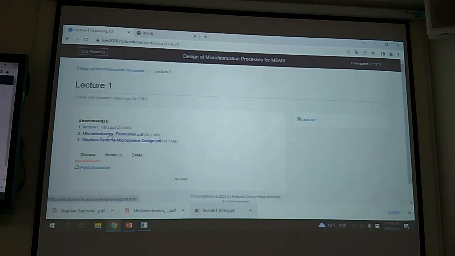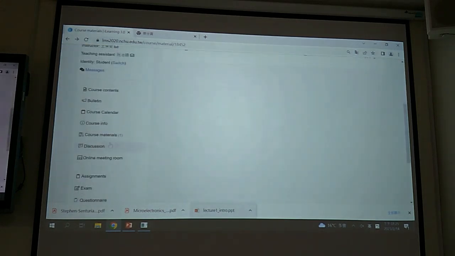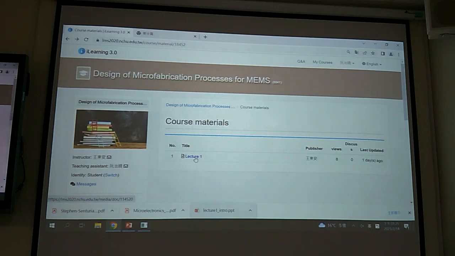If you go to iLearning, see, this is Senturia, Microsystem Design. This is the textbook, so it is on our iLearning. It's in the course material, lecture 1. So, do you have access to the course material on iLearning? So do you understand my English? Yes? Good. Yes, you do. Great.